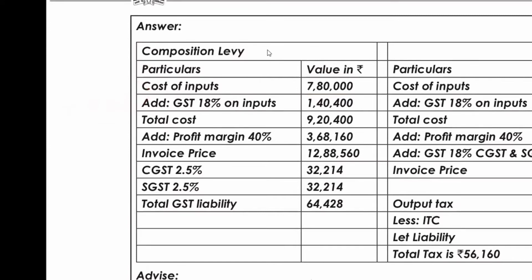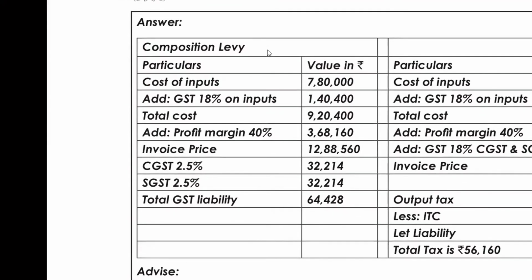Correct or not? I just now remember this, I have not yet cleared. Correct. So for a composition dealer, what we know is no ITC. We know that no ITC is there. But suppose I am purchasing it from an outside source, correct, I will pay tax.